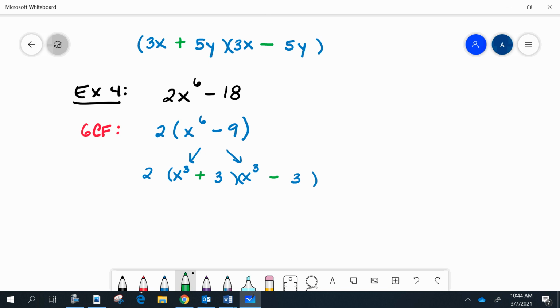Okay, so that's the general idea. I hope you got all of these examples into your notebook, and we'll continue working on this concept in class.